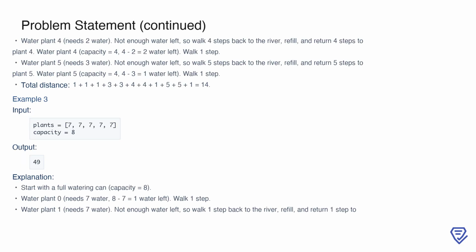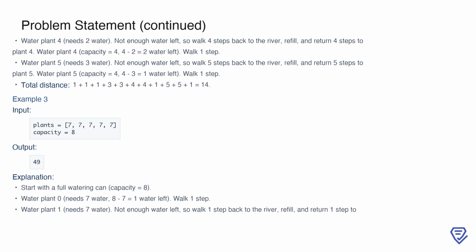Now, let's consider another example where plants equals 1, 1, 1, 4, 2, 3, and capacity equals 4. Starting with a full watering can, you water the first 3 plants, which require 1 unit each, leaving you with 1 unit of water. After watering the 3rd plant, you don't have enough water for the 4th plant, which needs 4 units. You walk 3 steps back to the river, refill your can, and return 3 steps to plant 4.